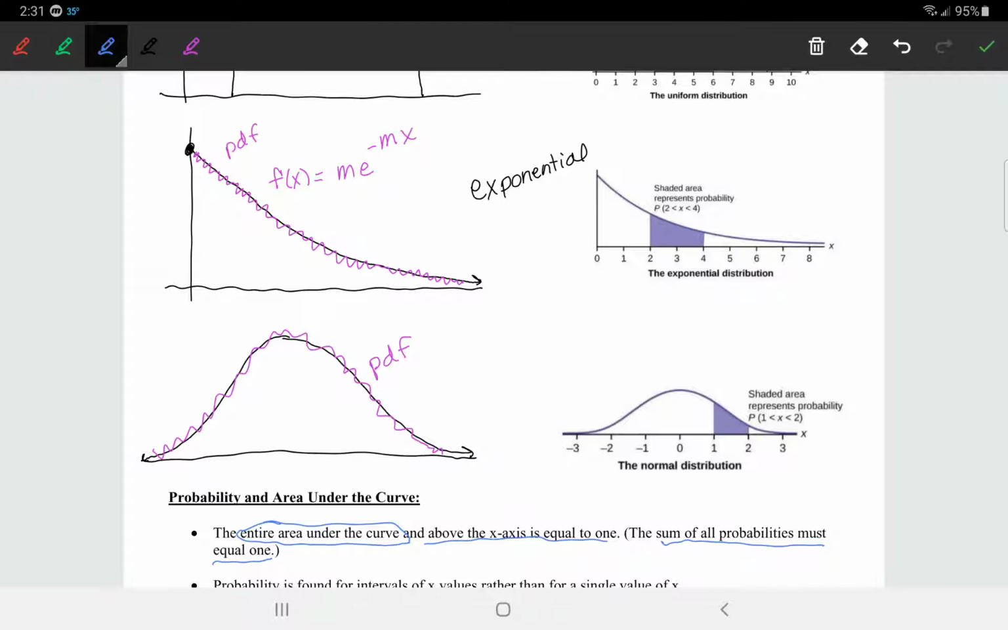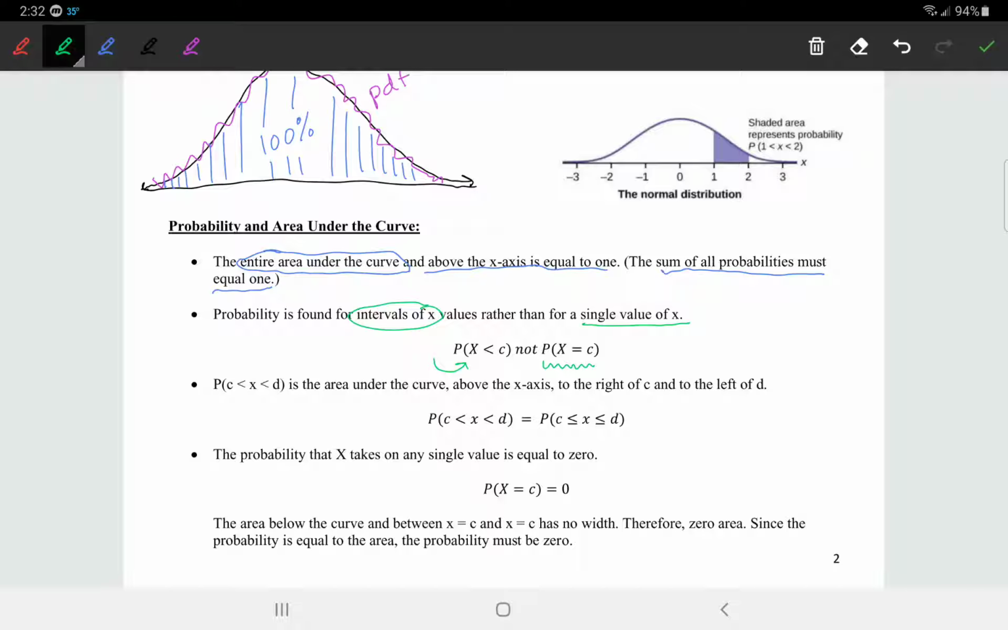So the probabilities of x will be found now in continuous distributions for intervals of x rather than just for a single value of x. So we'll be calculating things like the probability that x is less than some constant, not as we did in the discrete where the probability that x was exactly equal to that constant.